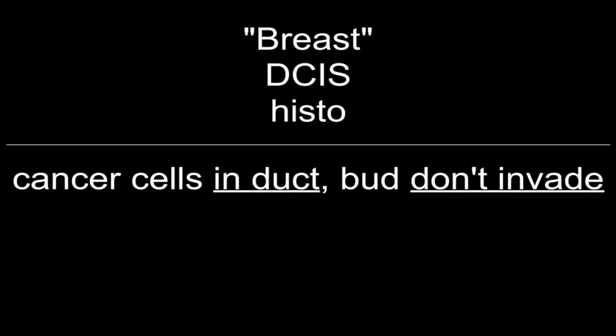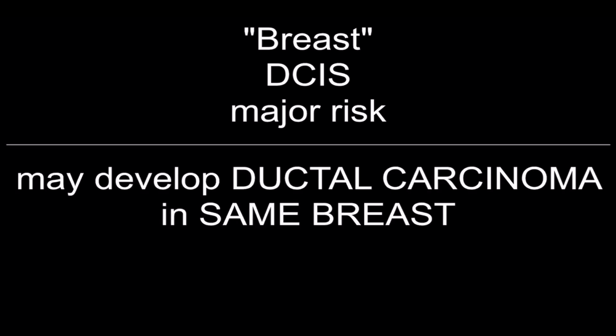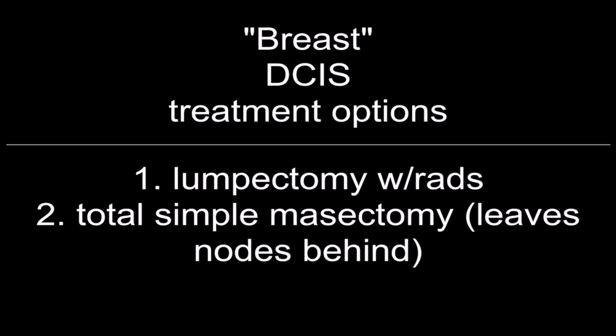What do you see on histology for DCIS? Cancer cells in the duct, but they don't invade. DCIS is also known as intraductal carcinoma. What's the major risk for DCIS, breast cancer? It may develop ductal carcinoma in the same breast. What are some treatment options for DCIS? Lumpectomy with radiation, or total simple mastectomy, which leaves the nodes behind.